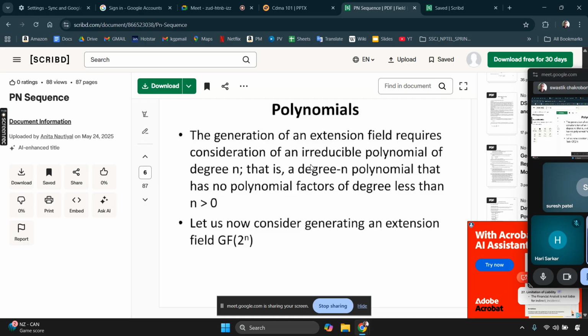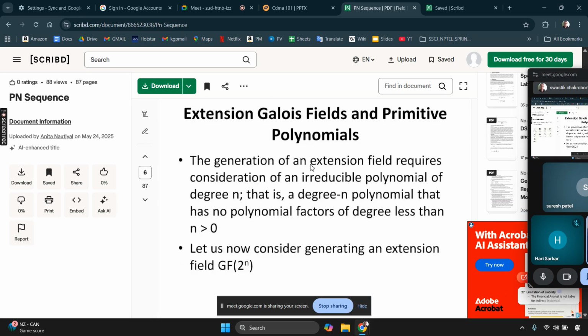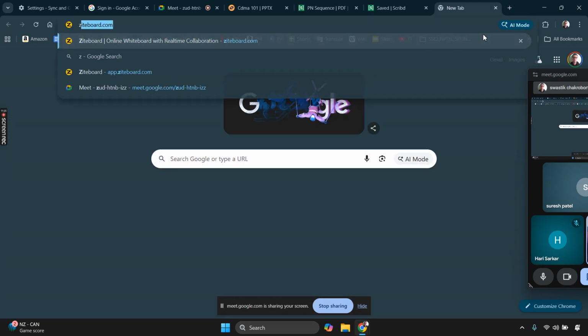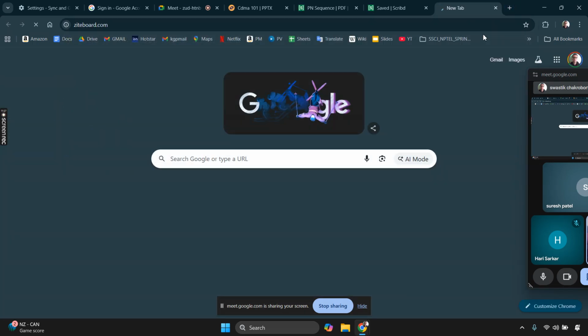So to generate a Galois field, we need to generate a field of a particular power. By generating a field of a particular power, we are basically relating this to the linear feedback shift register that we have read earlier.